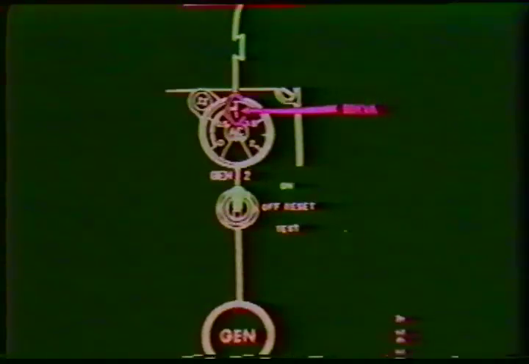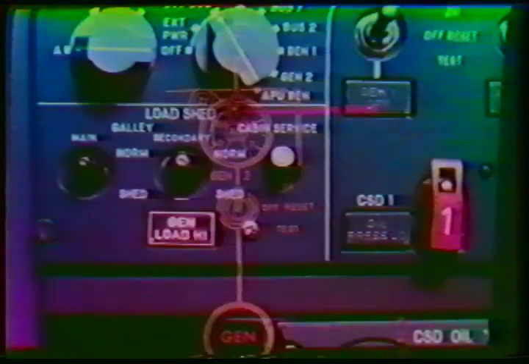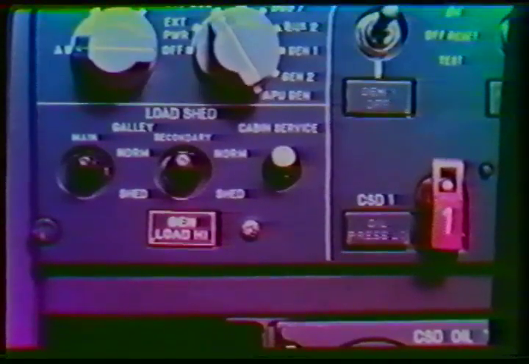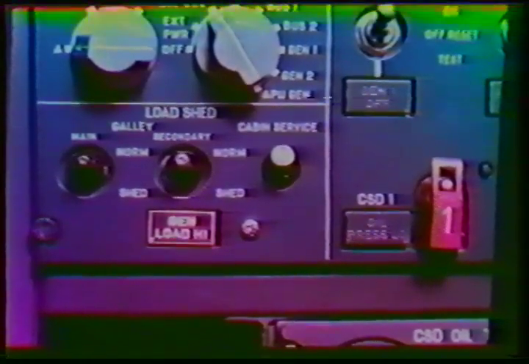If a generator load is too high, the amber generator load high light will illuminate. Load shed switches, which control the power to the main and secondary galleys and to cabin service items, may be used to reduce the load.